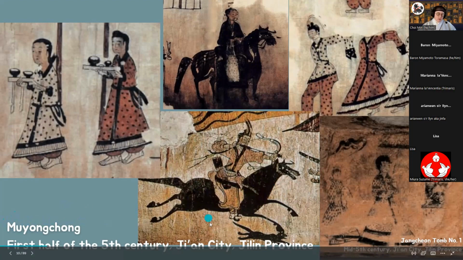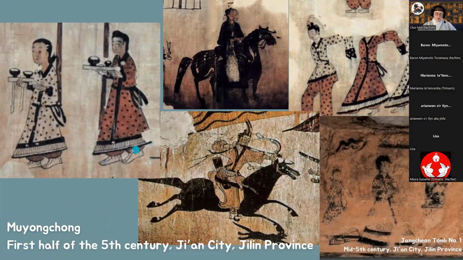And these are all from Muyongchong, and you can see down here it's in Jian City in Jilin province. So it's in modern day China, just across the border. So yeah, we have the polka dots, really long overcoat, and the servants in the back. It seems the women had skirts and the men had pants, but I don't think it was super strict. And we have a couple men on horseback here, and we have these pheasant feather hats.